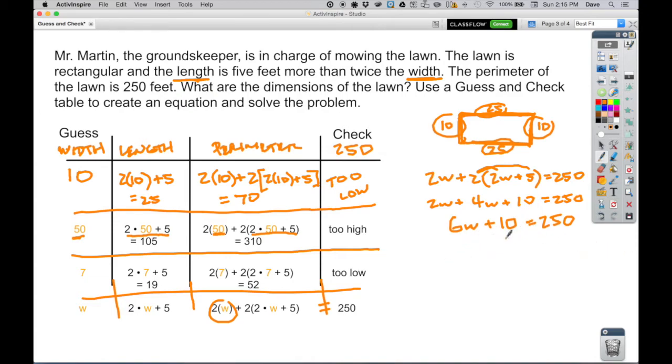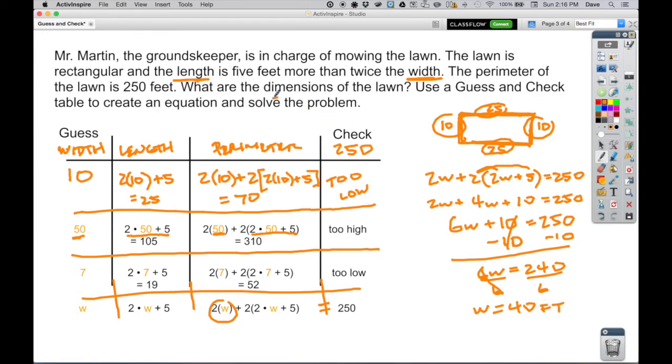So if I were to do a road map, it would say that they took W, times it by 6, and added 10. So we're going to go in the reverse direction. We're going to subtract 10 from both sides. We get 6W equals 240. Divide by 6. So the width is 40 feet.